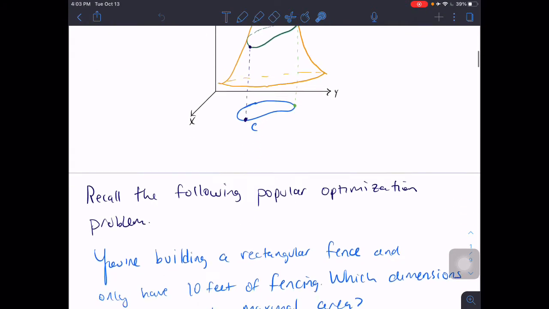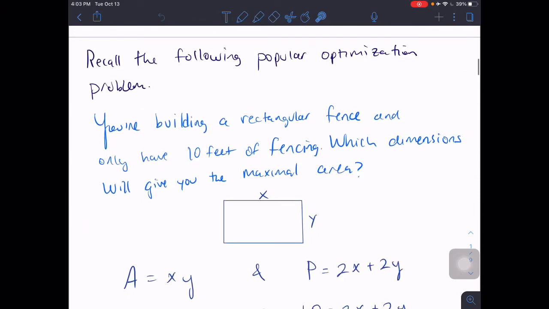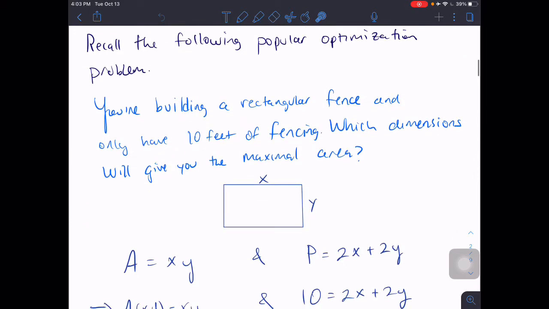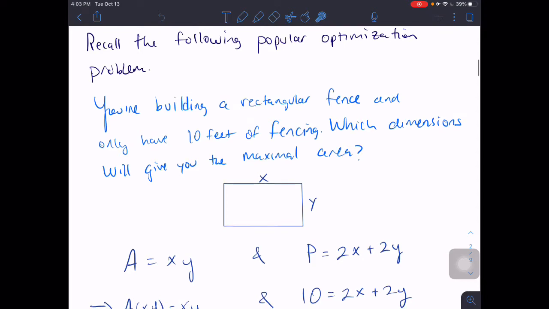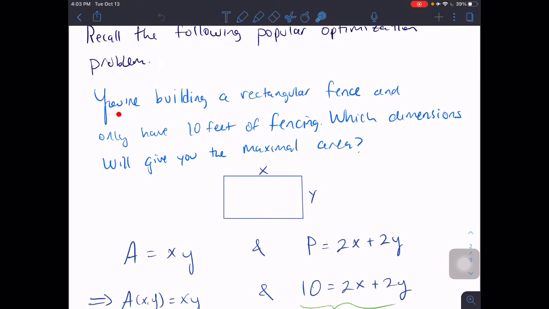So let's see how we're going to do this. Recall from calculus, and I think even pre-calculus, there's a popular optimization problem that's usually presented to students when you're covering optimization. It's a rectangular fence problem. Let's say you're building a rectangular fence and only have 10 feet of fencing, okay? Which dimensions will give you the maximal area?